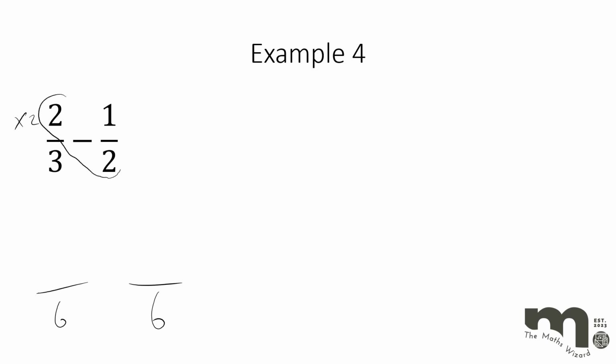Or you could use your diagonals here and do 2 times 2 to get 4. 2 goes into 6 3 times. So we've got to do that 1 times 3, as you can see with the diagonals there, to get 3 over 6. Now all we need to do is subtract your top numbers instead. So you do 4 take away 3, and that is going to give you 1. So 2/3 minus a half would give you 1/6.